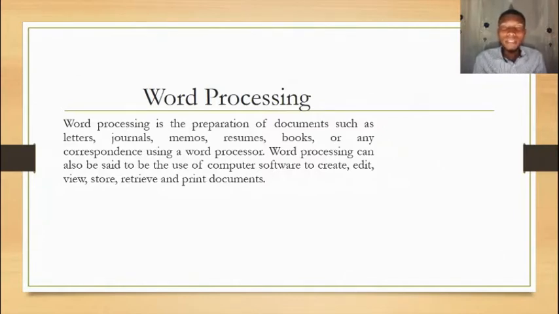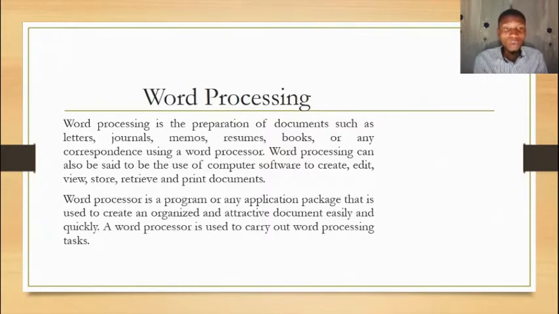So next, let's see what word processor is. That's a noun. A word processor is a program or any application package that is used to create an organized and attractive document easily and quickly. The word processor is used to carry out word processing tasks. So it's clear now. Word processing is an adjective, while word processor is a noun. Word processing is an act.